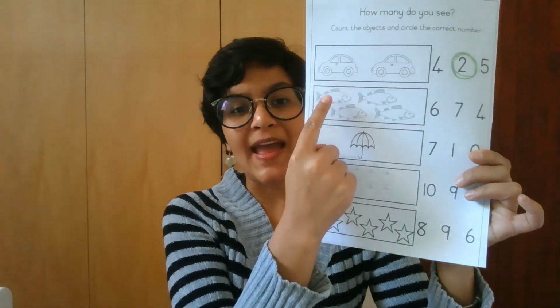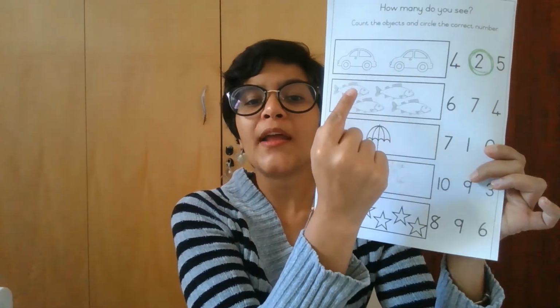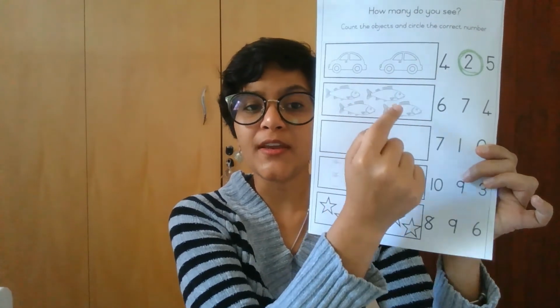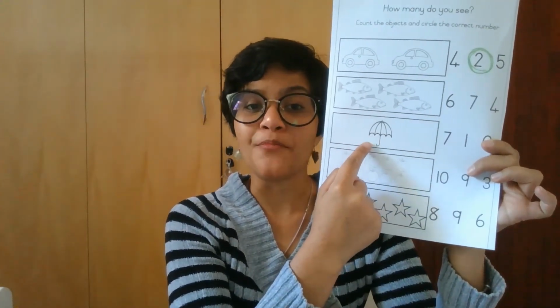The next one has fish. Let's count the fish together. 1, 2, 3, 4. So you're going to find number 4 in this row here. Let's look at the next picture. That's an umbrella. How many umbrellas do you see?